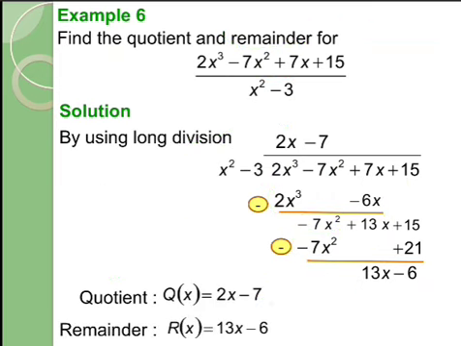Q(x) is 2x minus 7 because the quotient is on top. Next, the remainder is the last term below your long division. Okay, so hopefully you can understand and try to do the other examples.